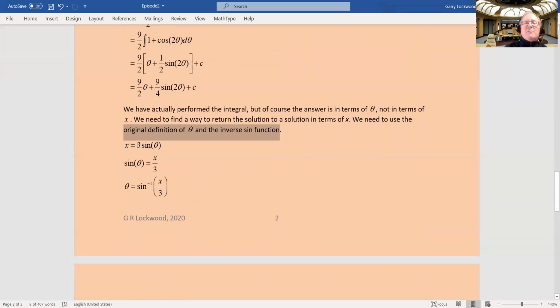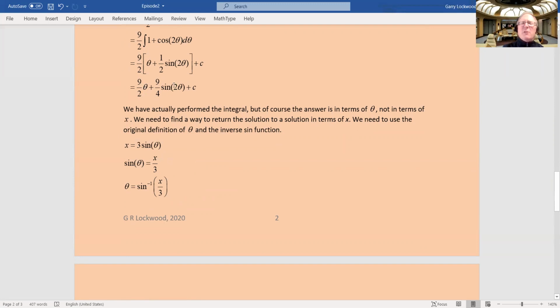Now we said that x was equal to 3 sine theta. That means that sine theta is equal to x over 3, and so theta is the inverse sine of x over 3. So that tells me what the first term is.